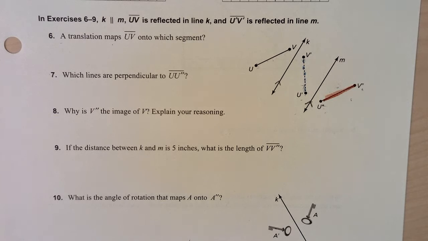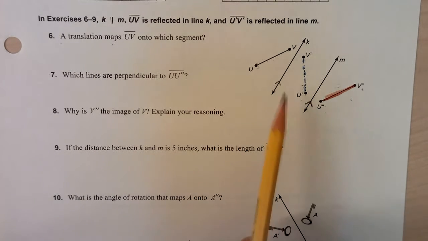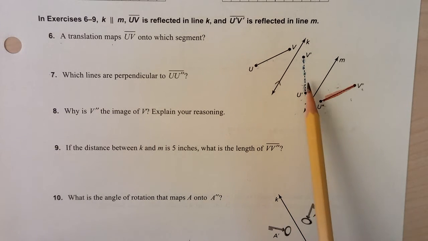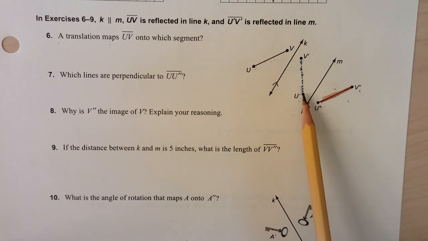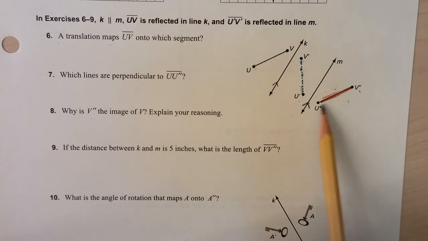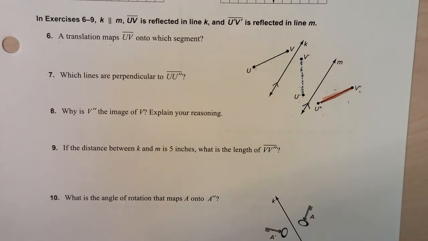Okay, so let's try to apply the theorems that we just talked about. In problems 6 through 9, you're using the diagram here. It tells you that K is parallel to M. I actually put the tick marks or arrows on there, so we make sure that we know that and don't forget it. But you have segment UV, it's reflected first over line K, and then U prime, V prime, or the blue segments, then reflected over line M to end up with U double prime, V double prime, or the red segment.